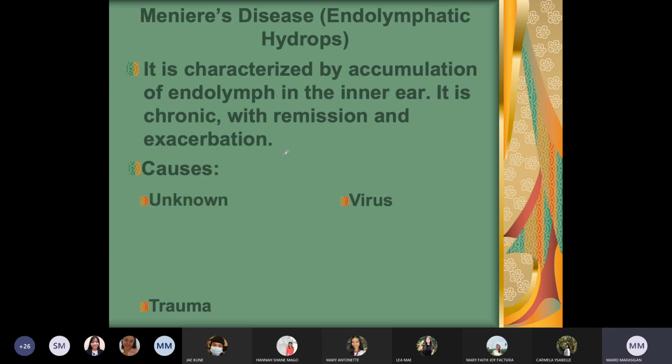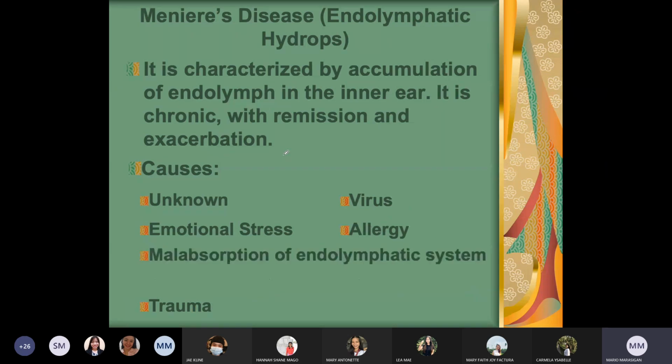Okay, the cause is unknown, but can be due to stress, okay, allergy, virus, trauma, malabsorption of endolymphatic system, okay, and hemorrhage, of course. The abnormality in the inner ear where the fluid balance is caused by malabsorption of the endolymphatic sac. Pwede ding blockage ng endolymphatic sac.